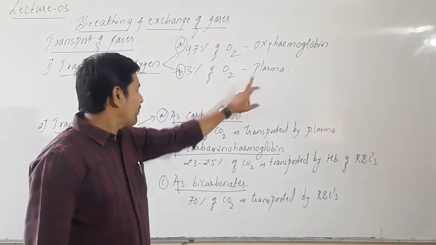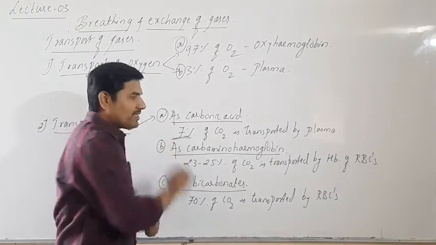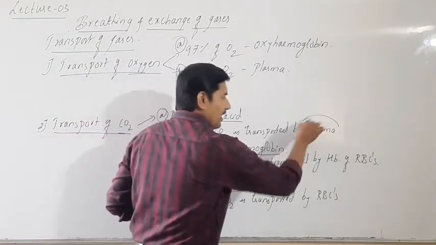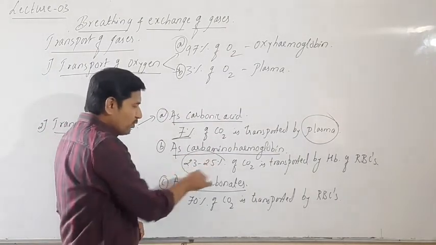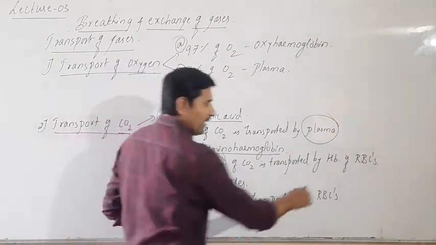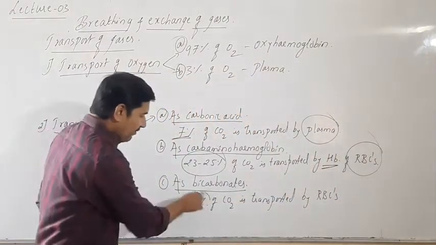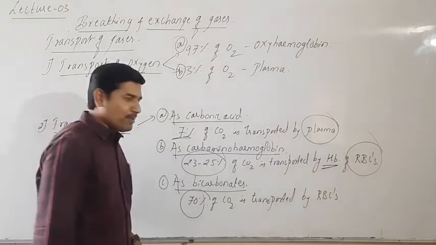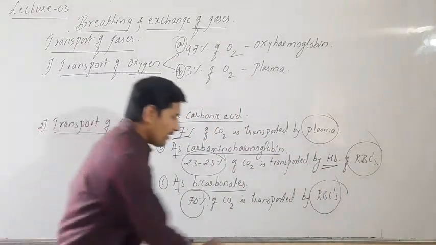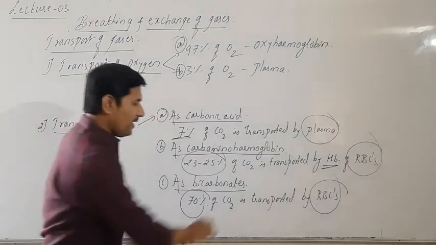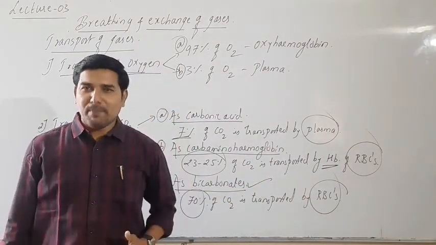This is most important. Then regarding carbon dioxide, only 7% is transported by the plasma of the blood. Then 23 to 25% is transported by Hb of RBCs. Then 70% of CO2 is mainly transported by the RBCs in the form of what? It is in the form of bicarbonates. So the major transport is in the form of bicarbonates.